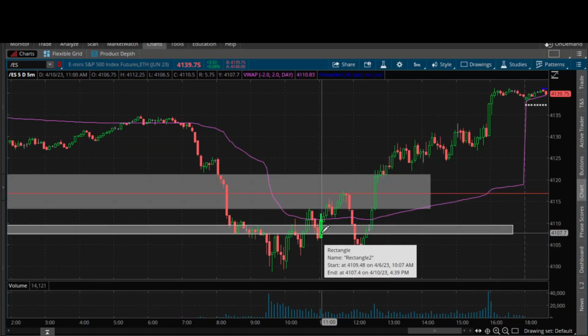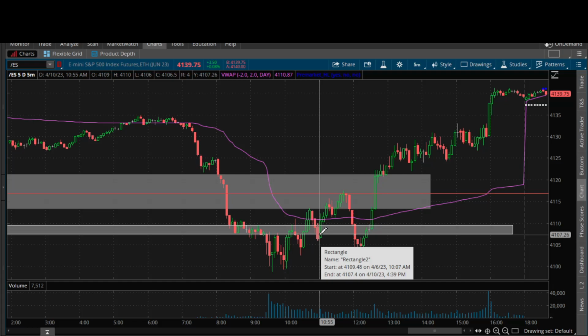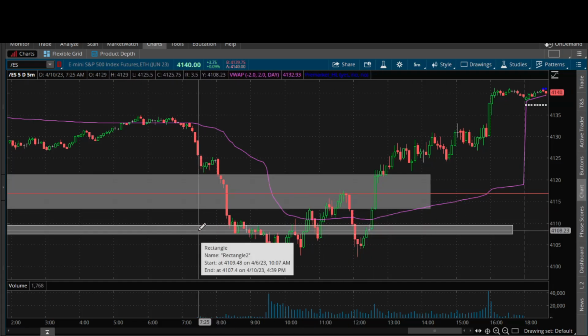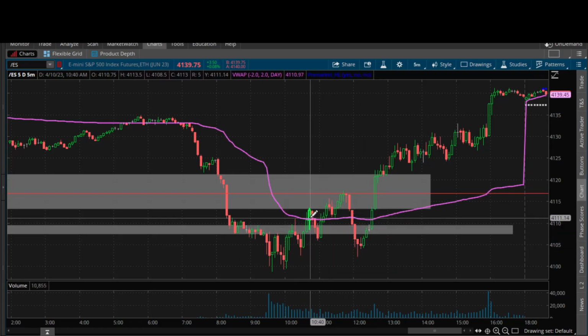Right here we did. See this? See that little imbalance right there? If you look at my cursor. We came down into that, found support, and then gave a nice move up right there. So if you're a scalper, that could have been a play for you very possibly, because I mean, that's your confirmation. See that fair value gap?